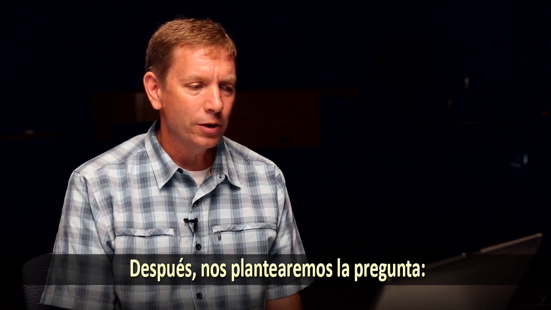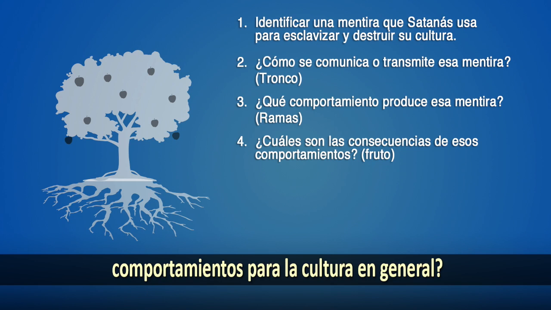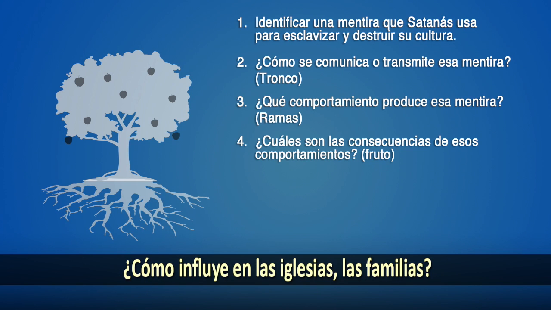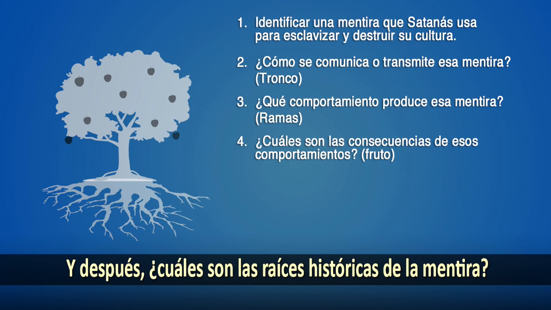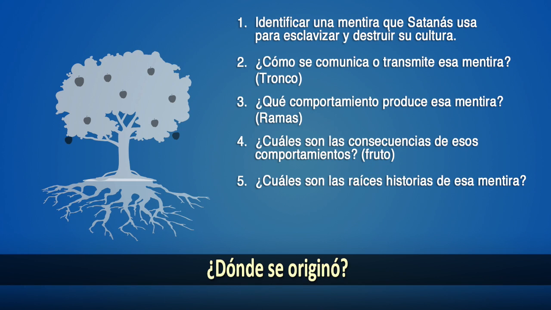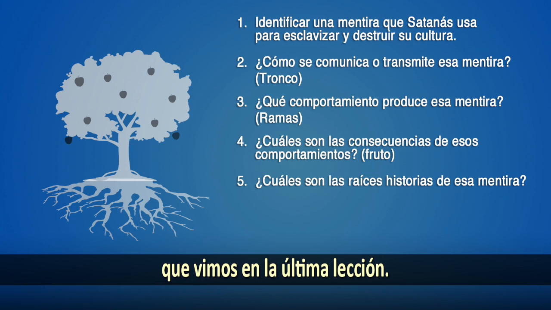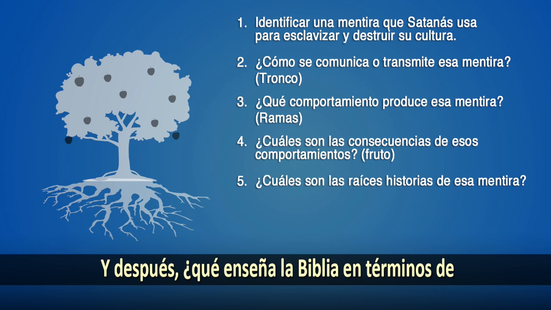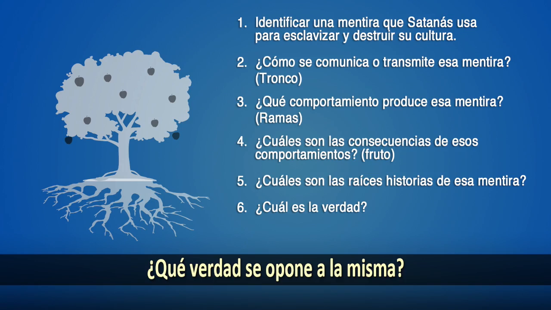Then we're going to ask the question, what are the results or the consequences of those behaviors for the larger culture? How does it impact churches, families? How has it impacted you personally? And then what are the historical roots of the lie? Where did it originate? This corresponds to the soil of the tree diagram that we looked at in the previous lesson. And then what does the Bible teach in terms of the truth that counters the lie? What is the truth that stands in opposition to the lie?